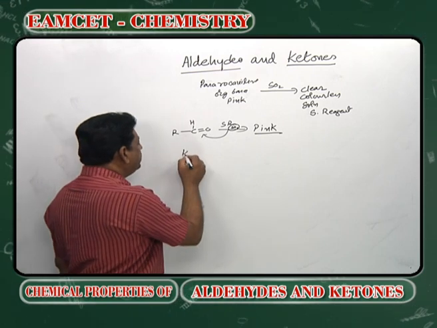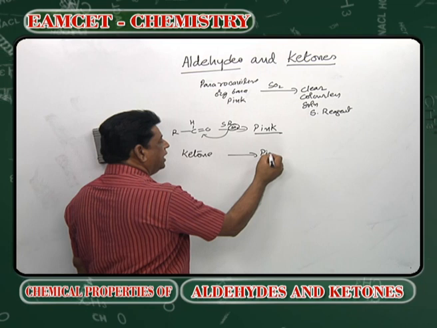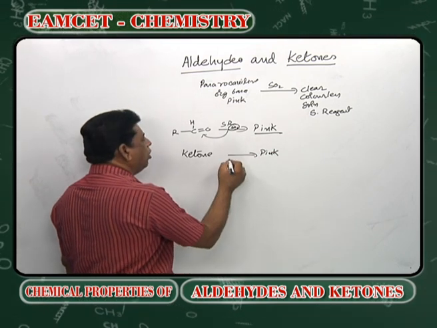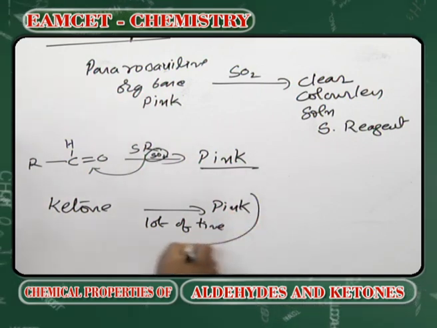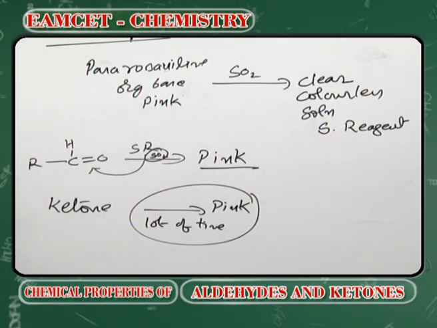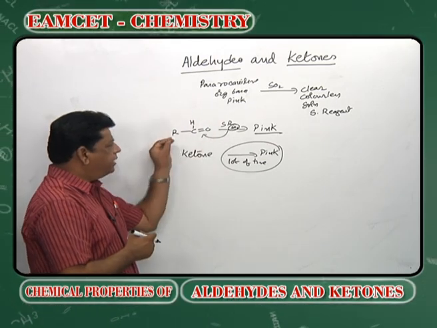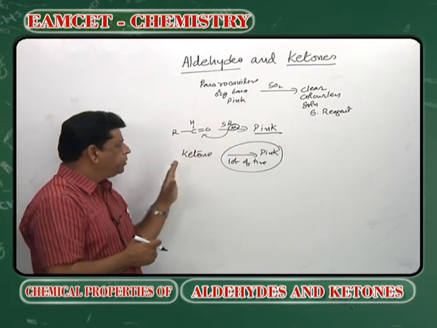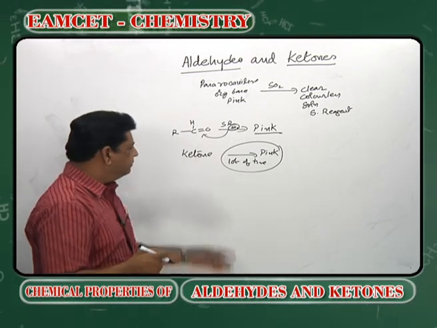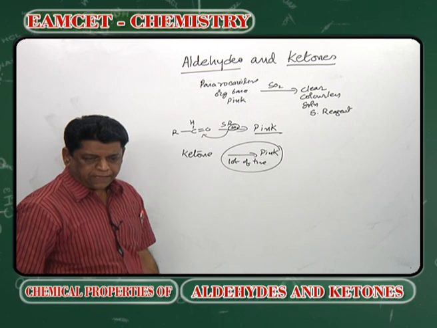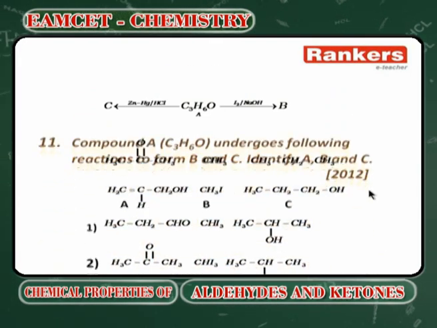If you take a ketone, you will also get pink color, but a lot of time is required to get this pink color. Therefore, if you add an aldehyde or ketone to the Schiff reagent and you get the color immediately, that is an aldehyde. If you get it after some time, don't consider that an aldehyde, it must be a ketone. Okay, next. So aldehydes are the right answer.